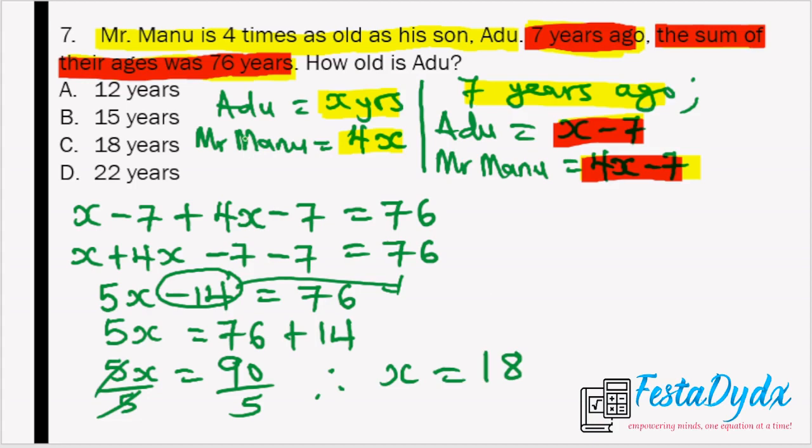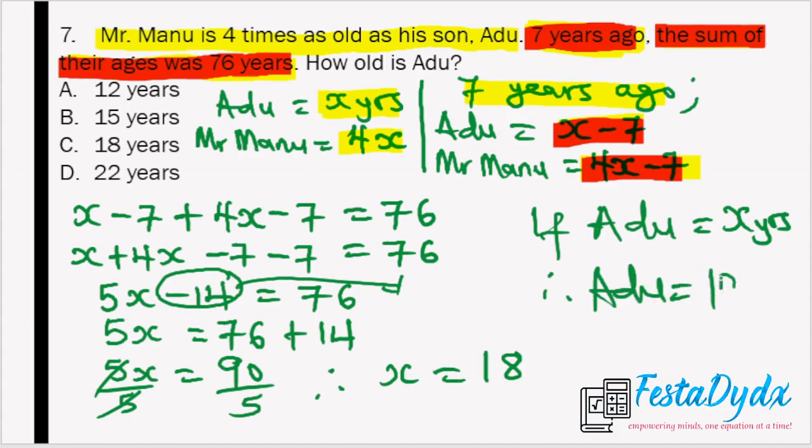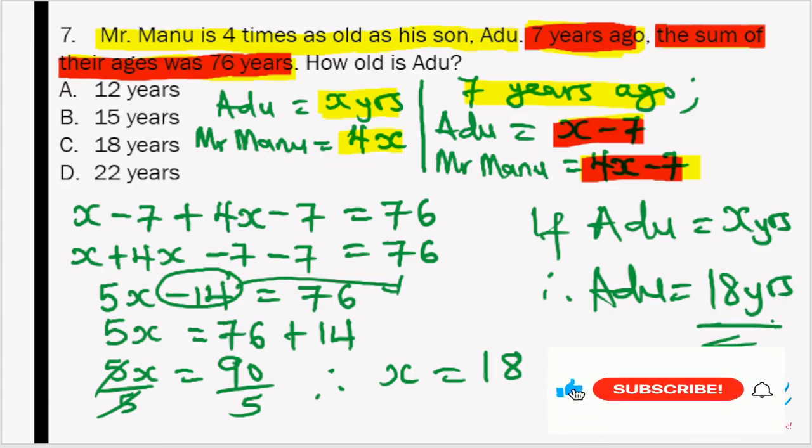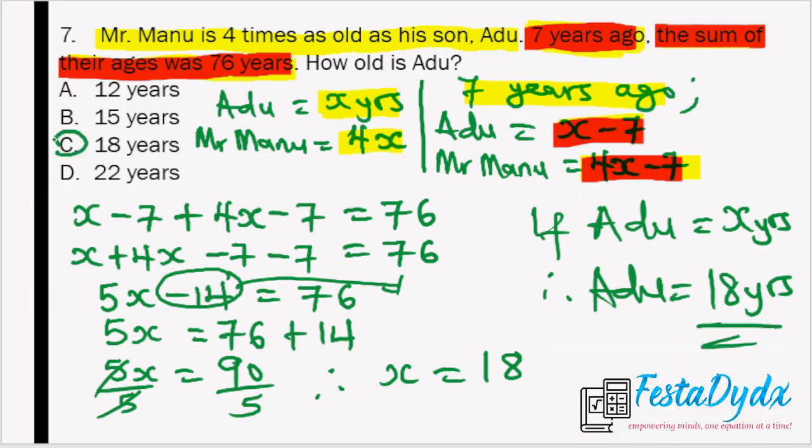So remember, Adu is x years old. So if Adu is equal to x years old, therefore Adu is 18 years old, because Adu is x, and now we've gotten the value for x, which is 18. So that is Adu is 18 years old. So from our question, the answer is C, 18 years. The answer is C.